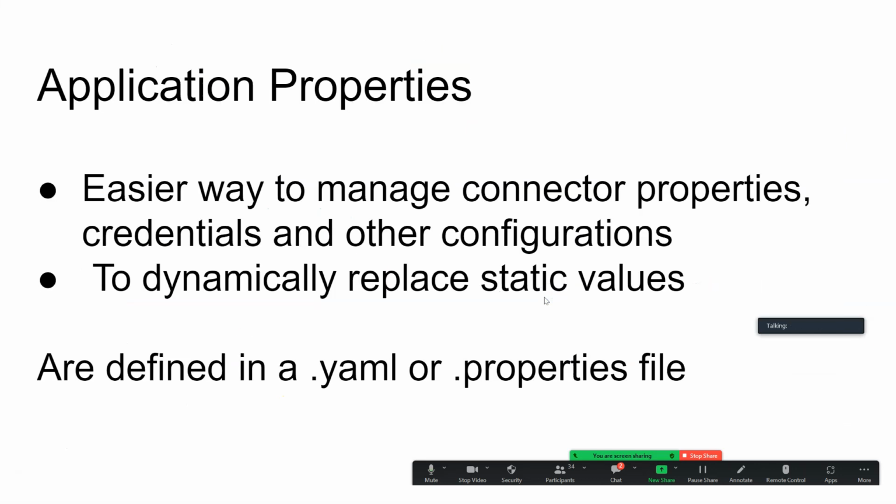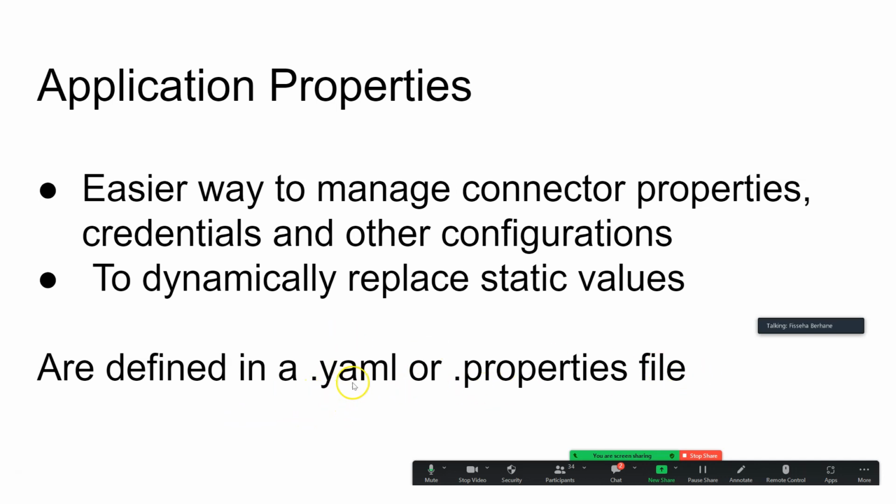So it is easier to manage connections when we use application properties. It is easier to manage connector properties, and it dynamically replaces static values. And there are two ways to create the application properties file. We can use either a .yaml or a .properties file.